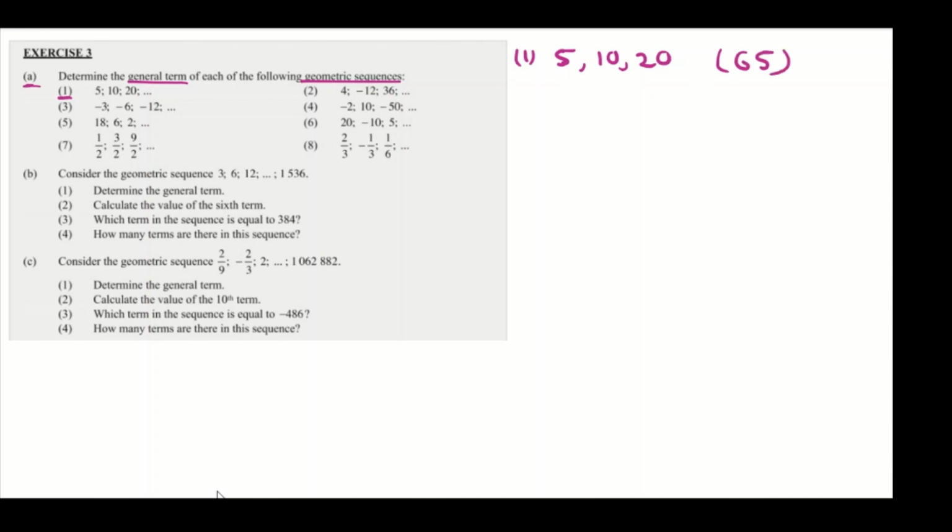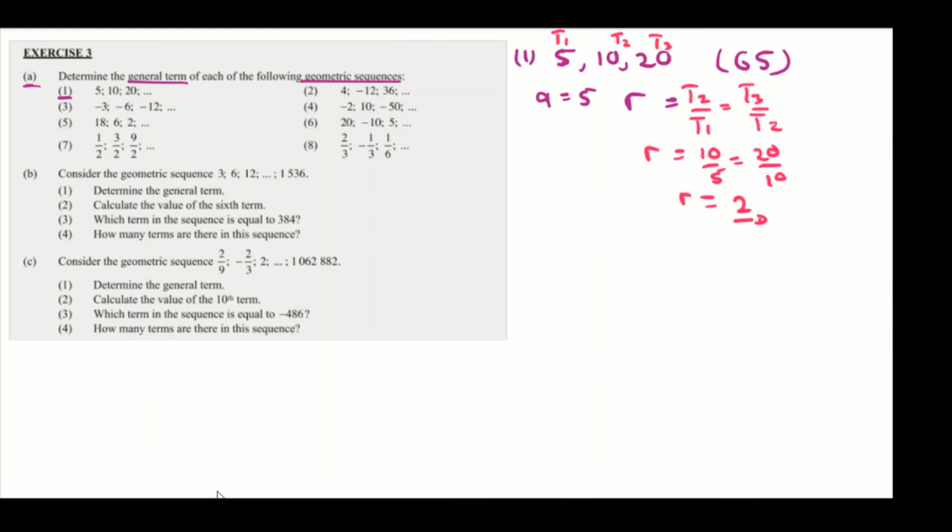So the first thing we do is identify the value of A, which is equal to 5, and our common ratio. That's what defines a geometric sequence. How are we going to find the common ratio? If this is term number 1, this is term number 2, and this is term number 3, then the common ratio is term 2 over term 1 equals term 3 over term 2, which in this case is 10 over 5 equals 20 over 10. So my common ratio is equal to 2.